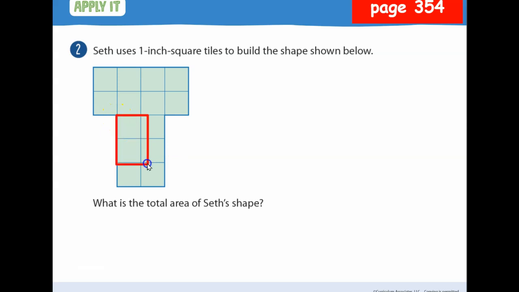Here's one. What's the width? 3. What's the length? 2. So what would be the area for that? 2 times 3, or 3 times 2, is 6. So we got that for this one.